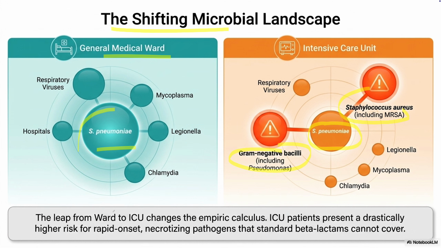The move from the ward to the ICU changes the entire empiric calculus. ICU patients are at greater risk for rapidly progressive and potentially necrotizing pathogens, which standard beta-lactam therapy alone may not adequately cover. Always let disease severity influence your differential diagnosis and antibiotic selection.